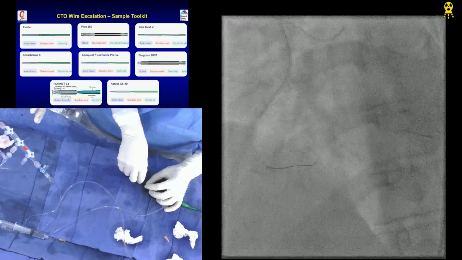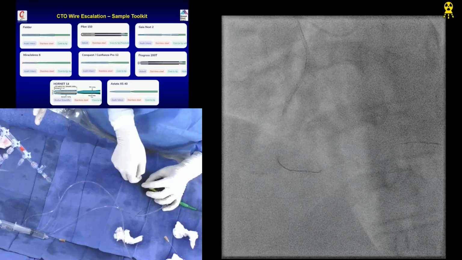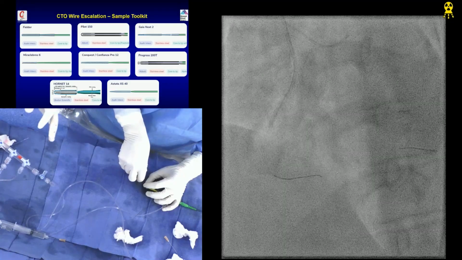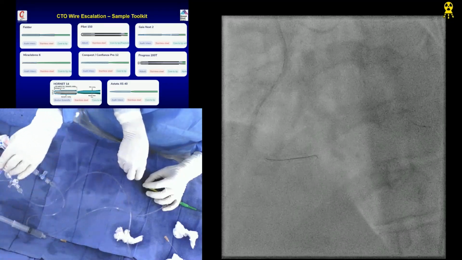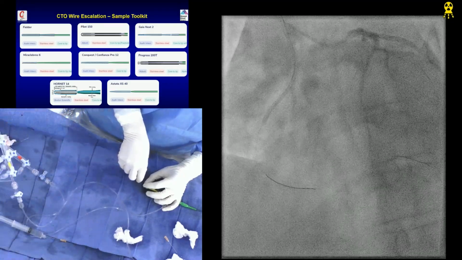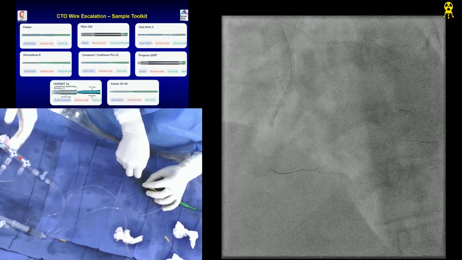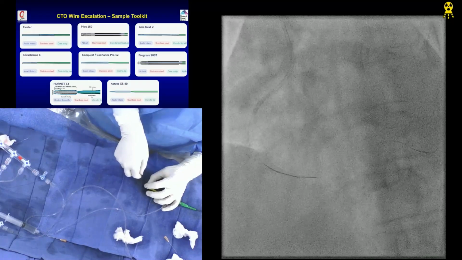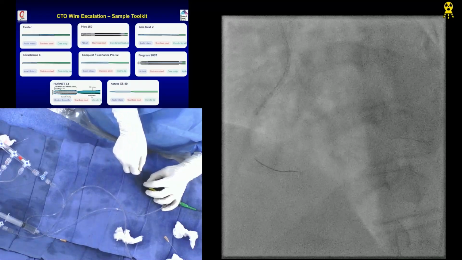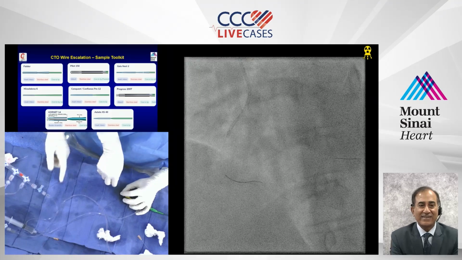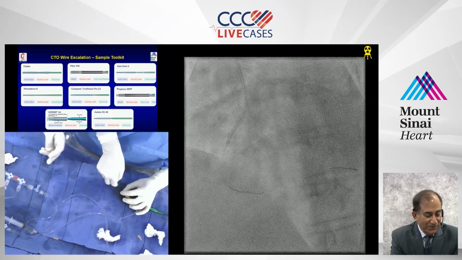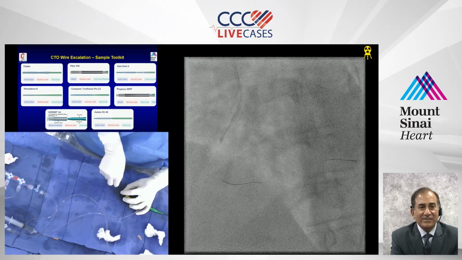Want to go epicardial? No. Give me retrograde dye so we know we're going into the PDA. So just as the previous viewer had observed, it is too easy, the CTO. Now you'll realize how challenging it is.